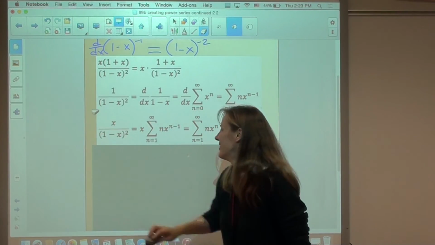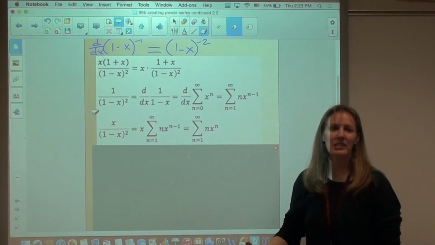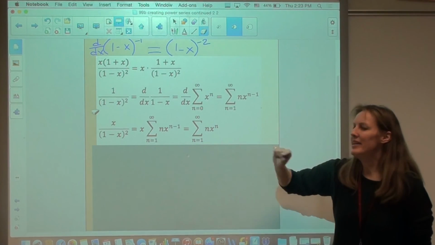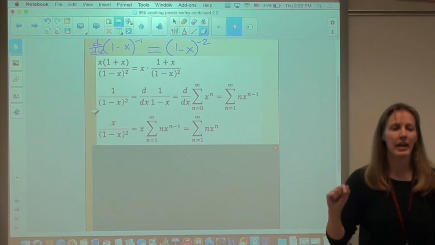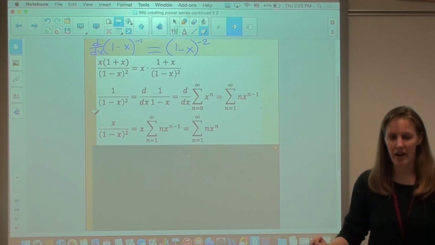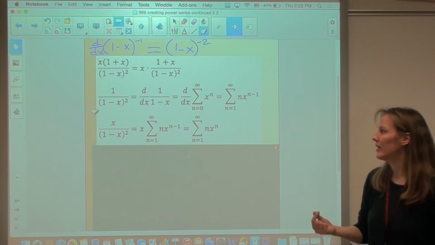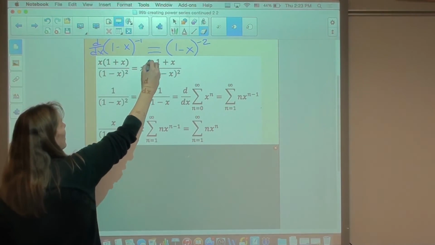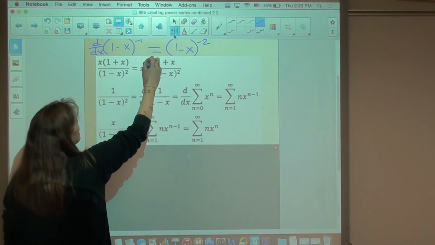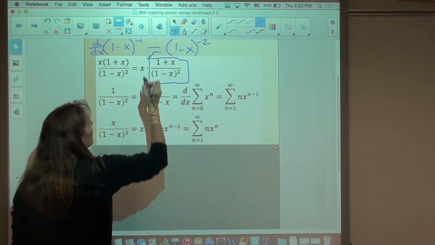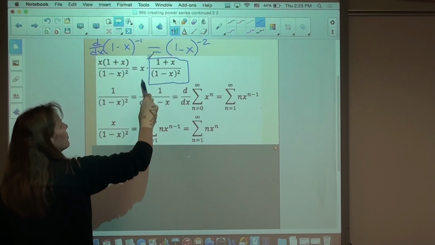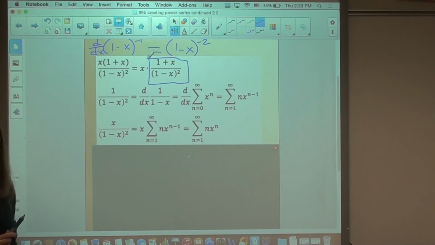Why is it snowing? All right, we're going to stay on track. Okay, so here we go. Guys, I cannot lose you. This is where it gets really tough. Are we together? Okay, look carefully. Ignore the x that's out front and just look at this. We want (1 plus x) over (1 minus x) quantity squared, right?